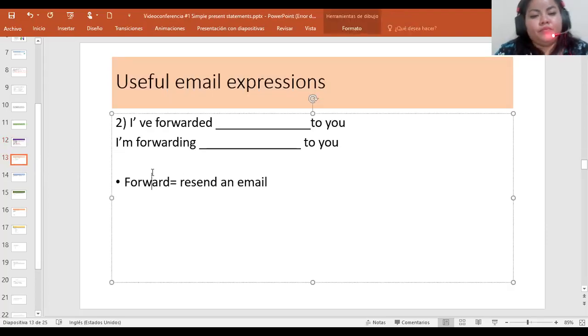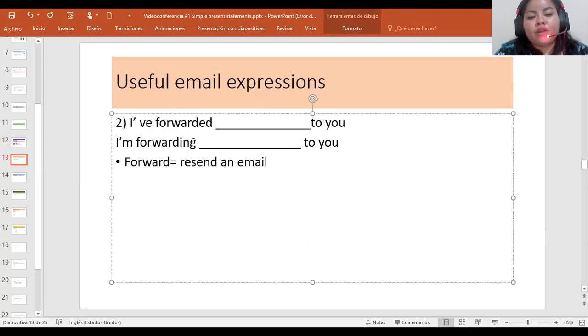Number two. The second phrase is, I have forwarded to you, or I am forwarding to you. Forward means resend an email. That happens when I receive an email, right? I received an email from Ricardo about the monthly report. And I am forwarding that email to Carmen. Is that clear? So I'm receiving something, and then I'm sending the same document, the same email, to Carmen, because I want her to know. So forward means resend an email.